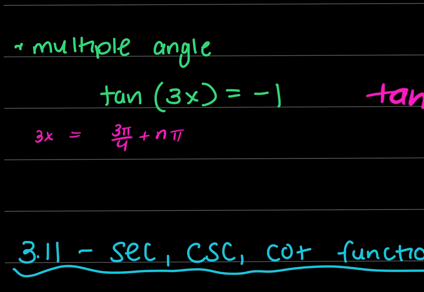We add n pi, but it's not just x on the left side. It's 3x, so we would divide by 3 or multiply by 1/3 on both the interval and the angle.